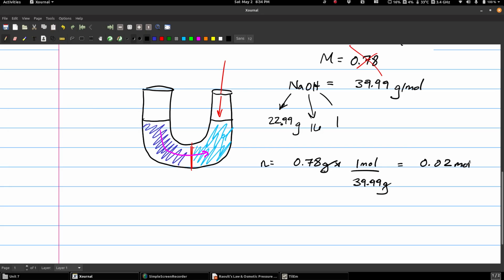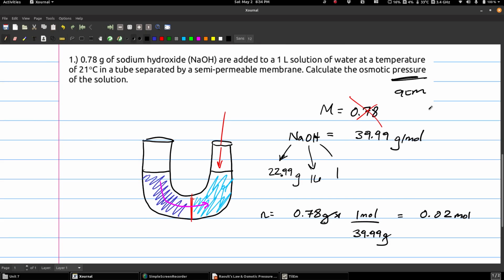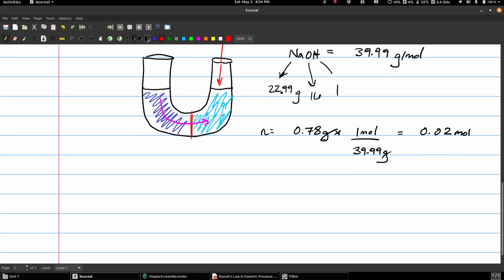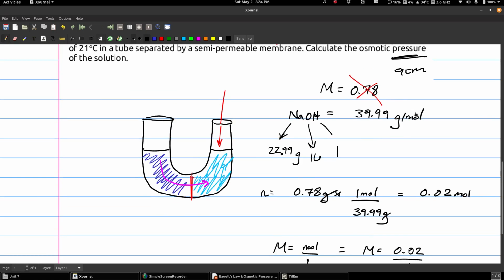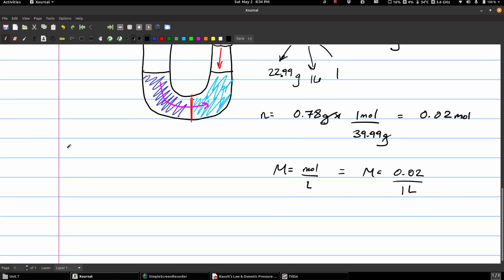mole. So now this next part kind of requires you to read into the question a little bit. Not much, but if you have 1 liter of solution and molarity is mole per liter, your molarity is going to be 0.02, because if you divide it by 1 liter, it's going to be 0.02. So now we have our M value. We're going to write all this stuff down.